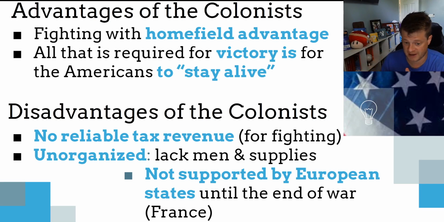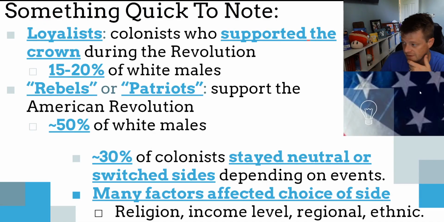They have no reliable tax revenue, and because the colonists hate taxes, it's really difficult for them to get money for fighting. Especially until the last couple of years of the Revolution, they are extremely disorganized and underfunded. And they're really not supported by other European states. Again, we'll talk about France in a minute, and Spain and a few other countries, until the halfway point and afterwards in the war. So that's going to make things really hard for folks like Washington who are trying to see this war through, because you're not getting reliable funding and organization and other things that you need.